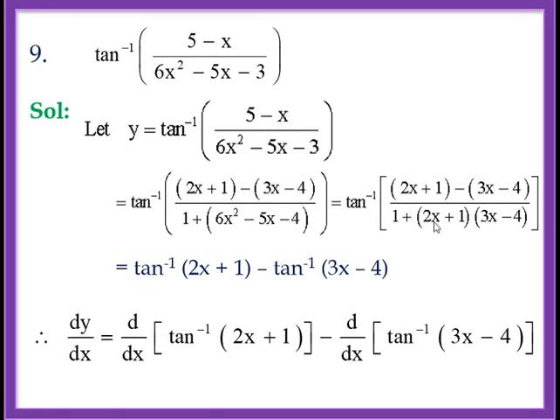Now what are the factors of this quadratic expression? They are 2x plus 1 and 3x minus 4. If you say this is of the type 1 plus pq, it is your responsibility to express numerator in the form p minus q. Yes, 5 minus x is what? 2x plus 1 minus (3x minus 4). Is that clear? So this is of which type now? Tan inverse (p minus q) upon (1 plus pq), which is tan inverse p minus tan inverse q.